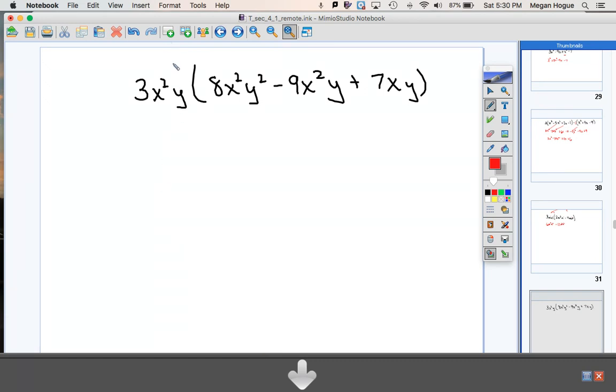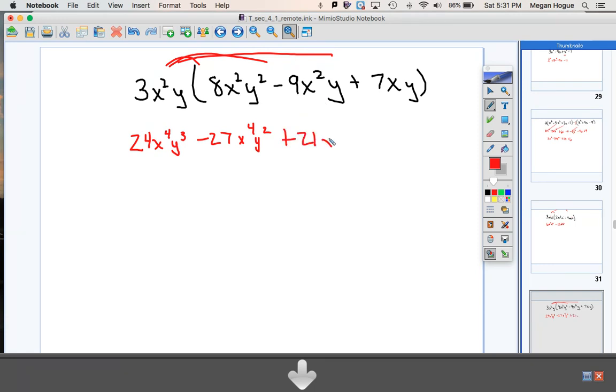We're going to take this and distribute to all three of these. So I'll give you a second to get that written down. Okay, so we're going to distribute here 24, add the exponents, x to the fourth, y to the third. Distribute here, negative 27, x to the fourth, y squared. And to that last one, positive 21, x to the third, y squared.